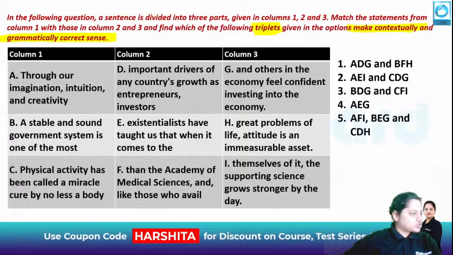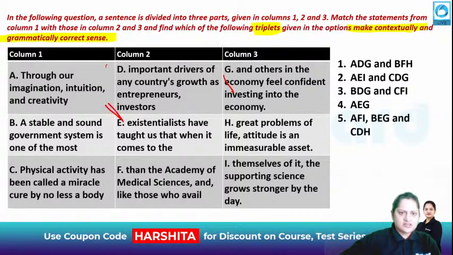Through our imagination, intuition, and creativity, existentialists have taught us that when it comes to the great problems of life, attitude is an immeasurable asset. This is column 1. If I start with A, does it make sense, guys? Yes, because assets like imagination, creativity, and their significance we are talking about. An important lesson taught to us by existentialists by the use of intuition, while part H is talking about attitude being an immeasurable asset, right? So yeah, it makes sense.